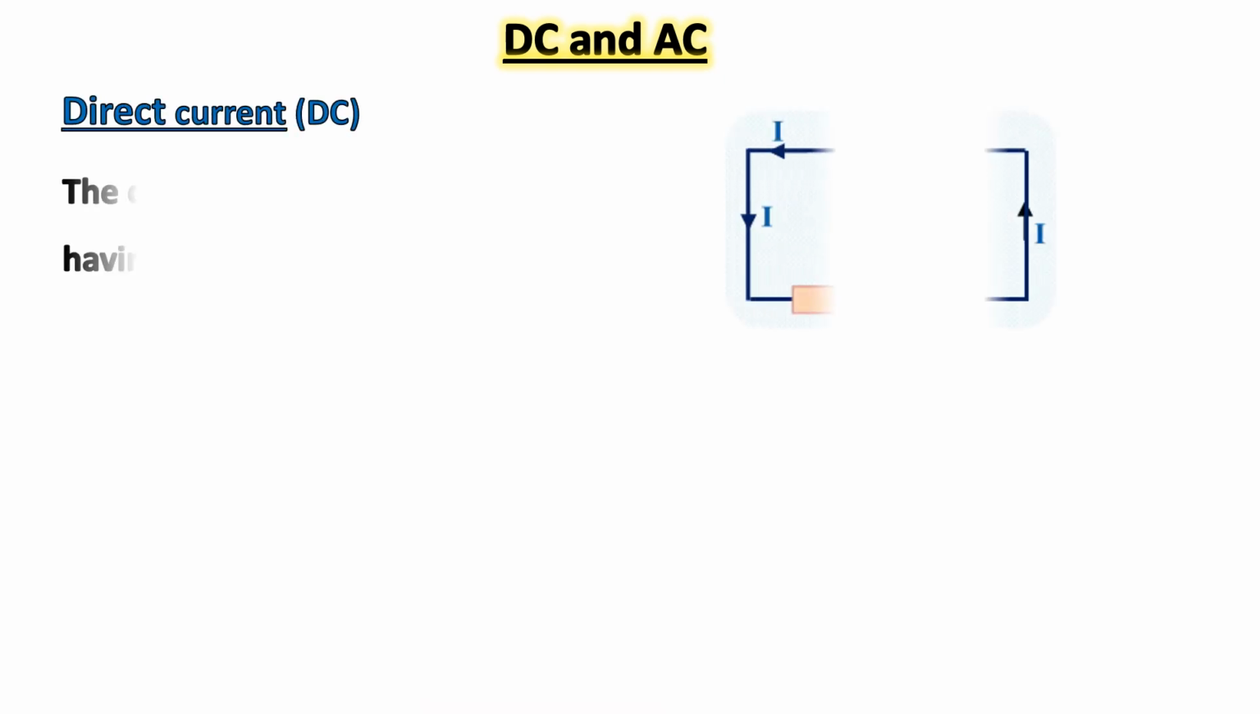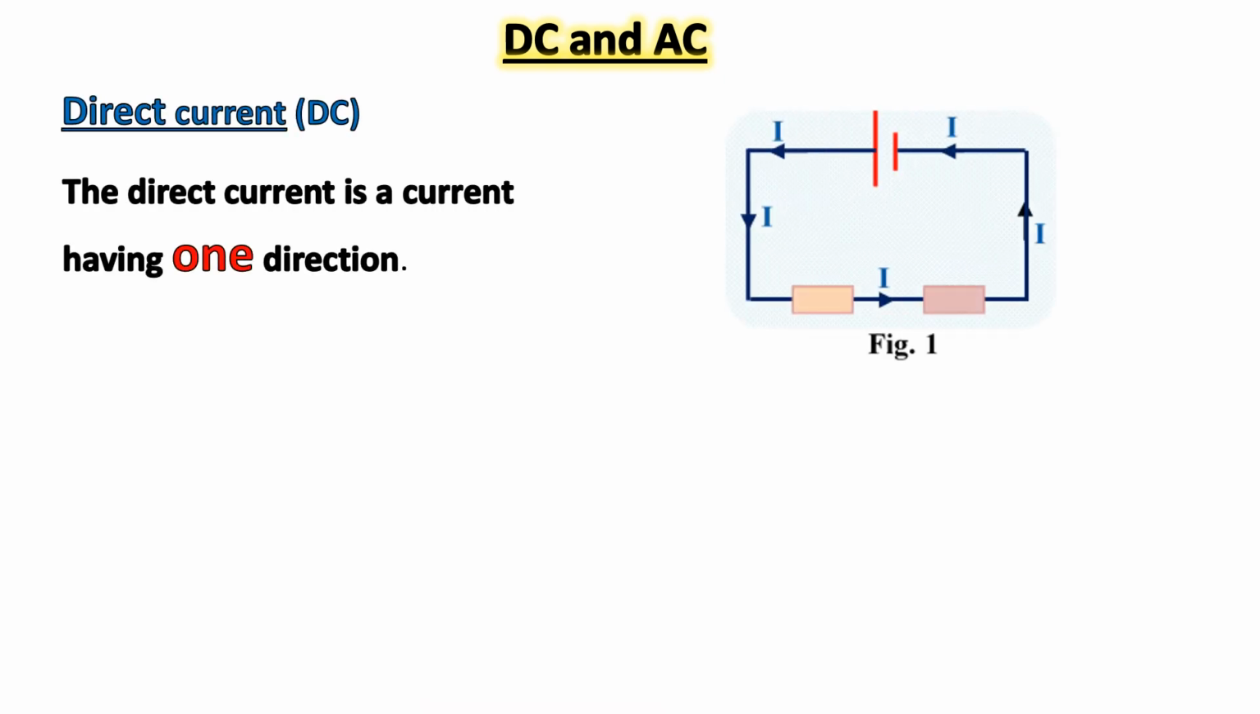In the context of electricity, DC and AC could be referred to current or voltage. Let's start with the direct current. The direct current is a current having one direction. Look at figure 1. The direction of the current is counterclockwise. This current has one direction, so it is a direct current.